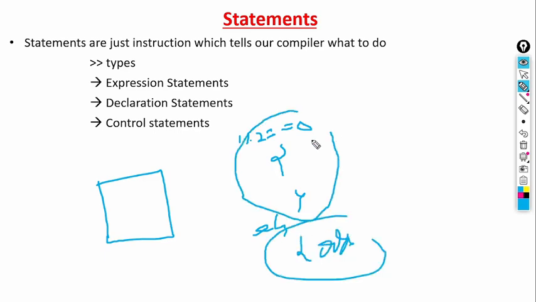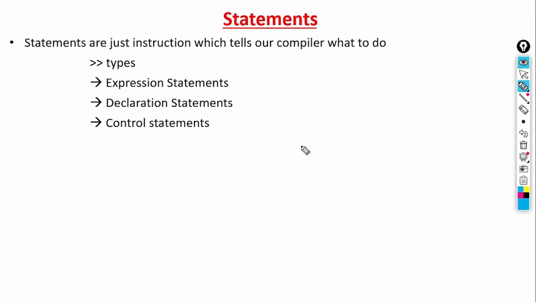So this is our source code, and the source code goes to the compiler, and inside it will check, okay, the user is entering a number. If the number modulus 2 is equal to 0, or the remainder is not 0, it will work accordingly. Now as I told you, statements are instructions which tell our compiler what to do.